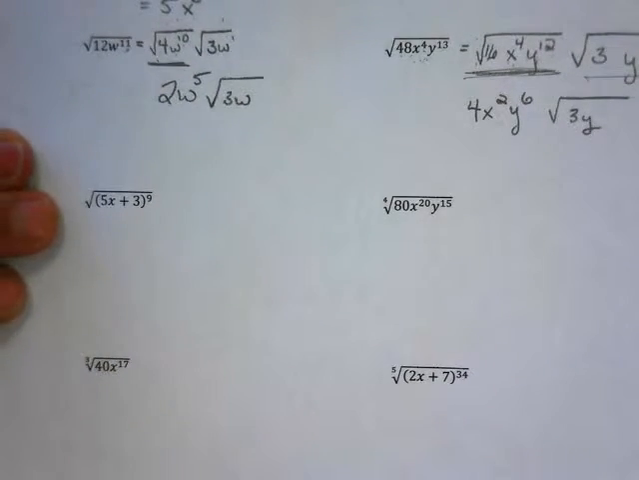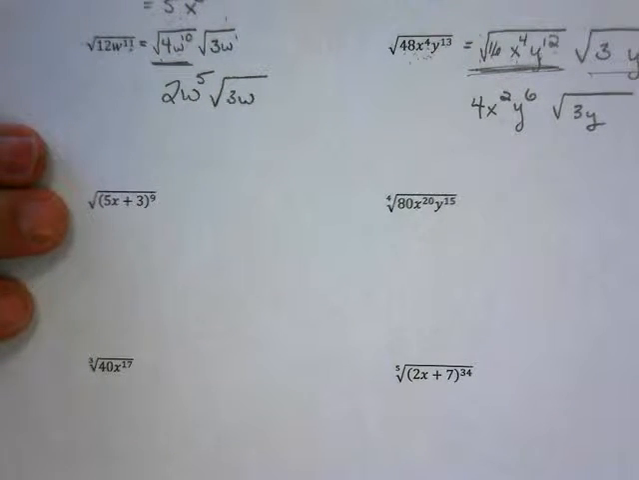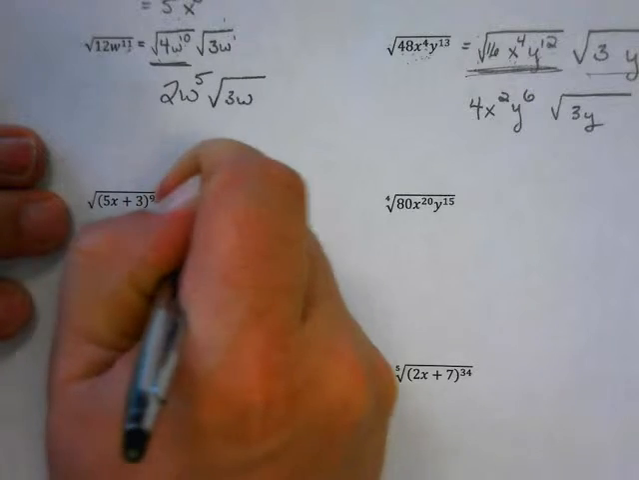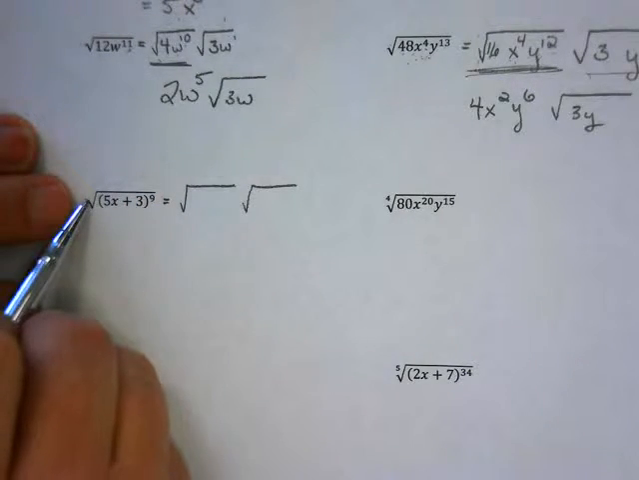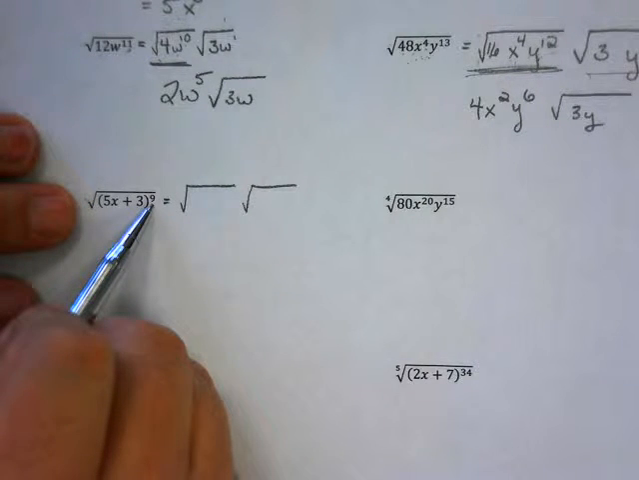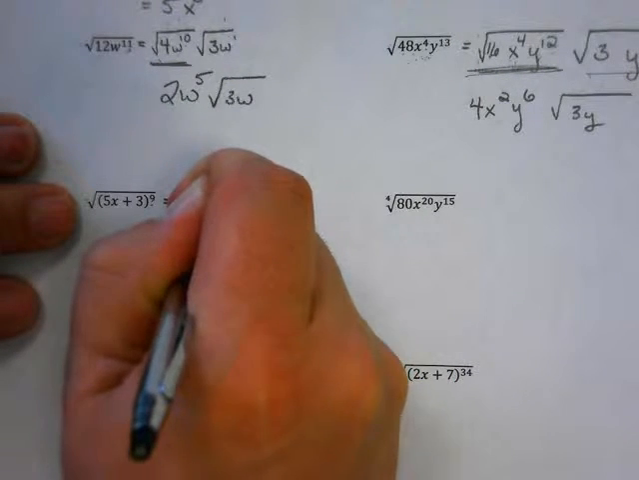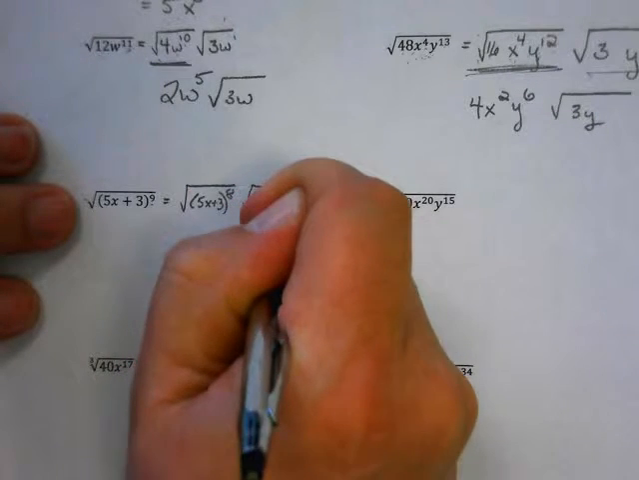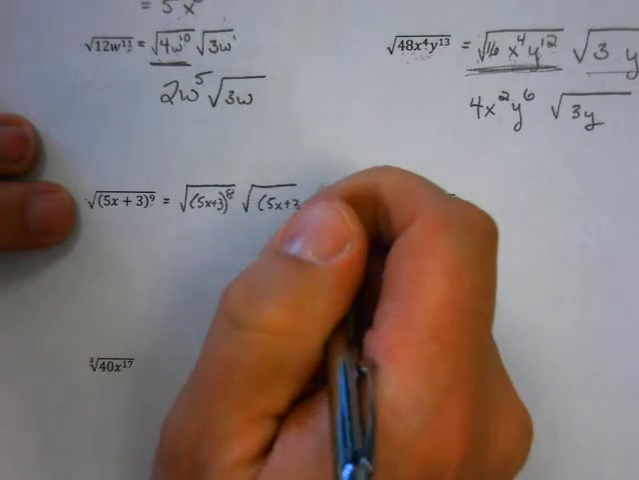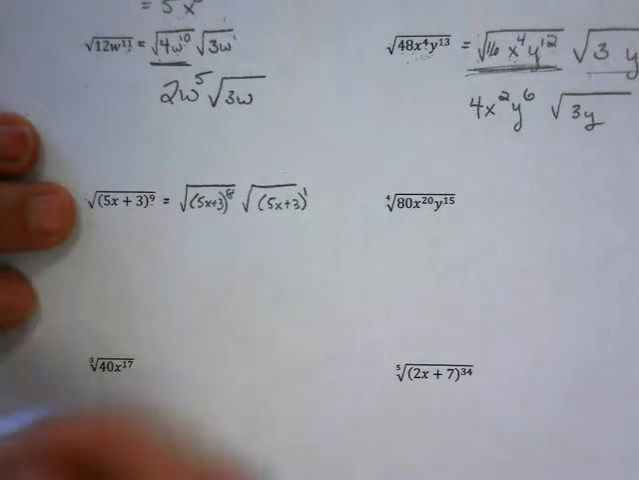How about this one? The square root of the quantity 5x plus 3 to the 9th. And again, if you want to get in the habit, what's our index? 2. So what's the largest even power? 8. So this would be 5x plus 3 to the 8th, and 5x plus 3 to the what? To the first. We still have 1.